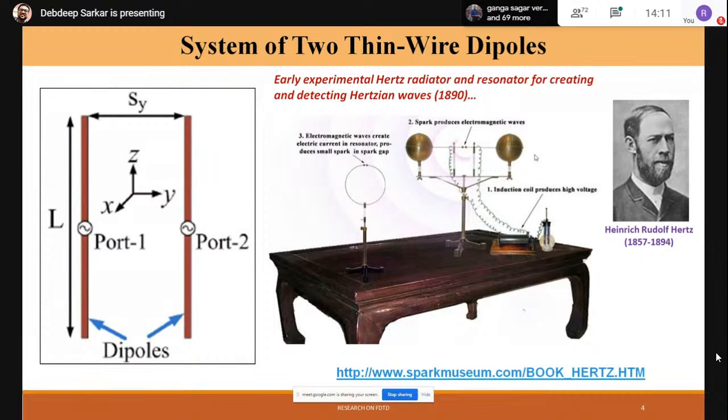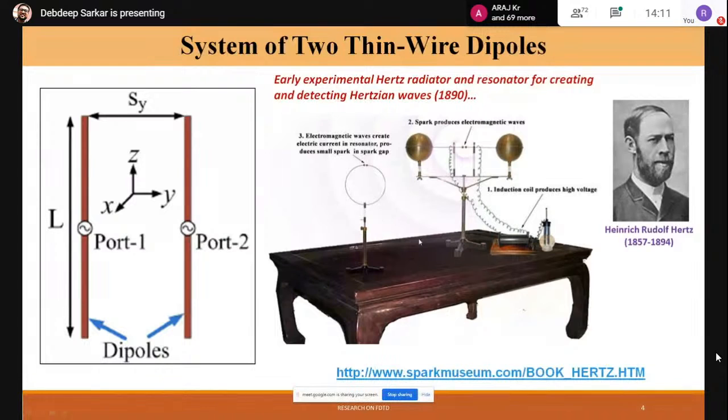So if you think about it, I think I mentioned this in my yesterday's lecture also, that this lays the foundation for our entire wireless communication system. If you go back to the early experimental setup that was used by Heinrich Rudolf Hertz, you can see the timeline. This figure is taken from a web link.